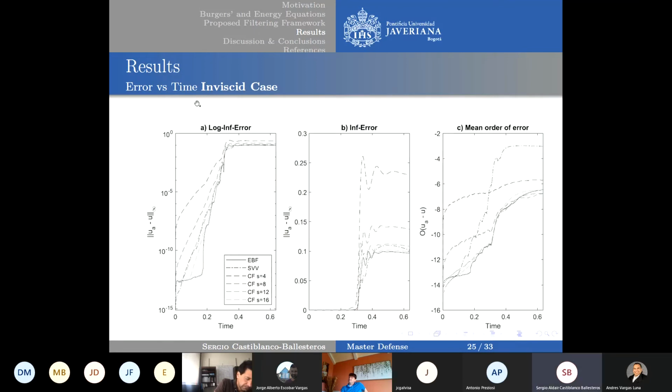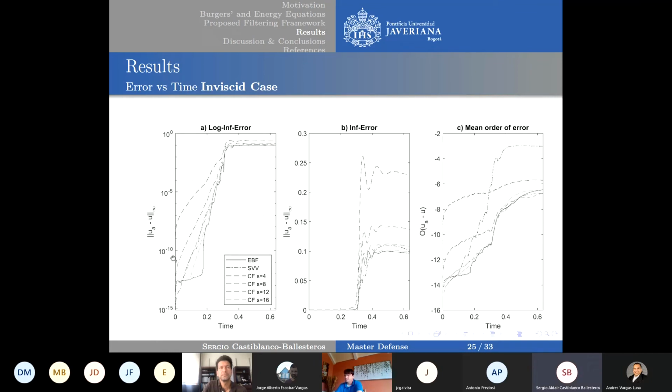Here, plots A and B show the infinite norm error over time. The first one is in logarithmic scale, and the second one is in natural scale. The black continuous line is the performance of the proposed methodology. The dash-dot line is spectral vanishing viscosity of order 1, that is to say, second order diffusion hyperviscosity term. And dashed lines are classical filtering with different orders.